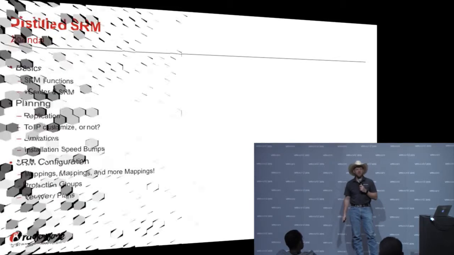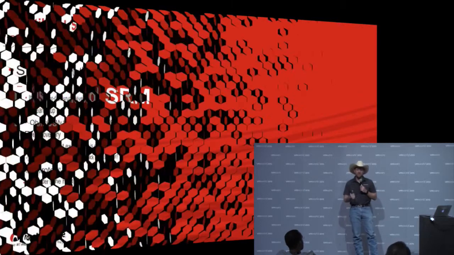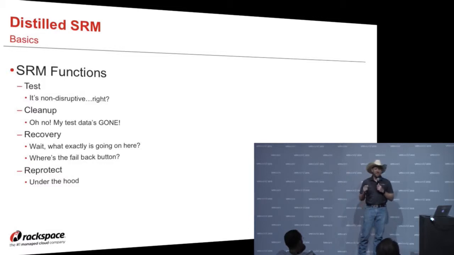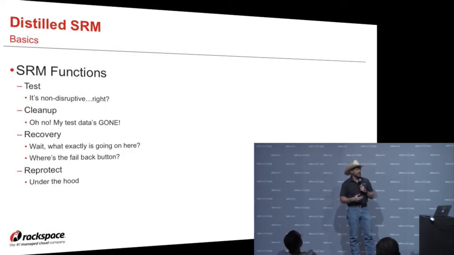So first, let's talk about the basics. What are the basics in SRM? There's a test, there's a cleanup, there's a recovery, and a reprotect. In that test, VMware says it's a non-disruptive test. But what does that actually mean? They say non-disruptive because it spins up in a bubble network, a test network. It doesn't interfere with anything else.